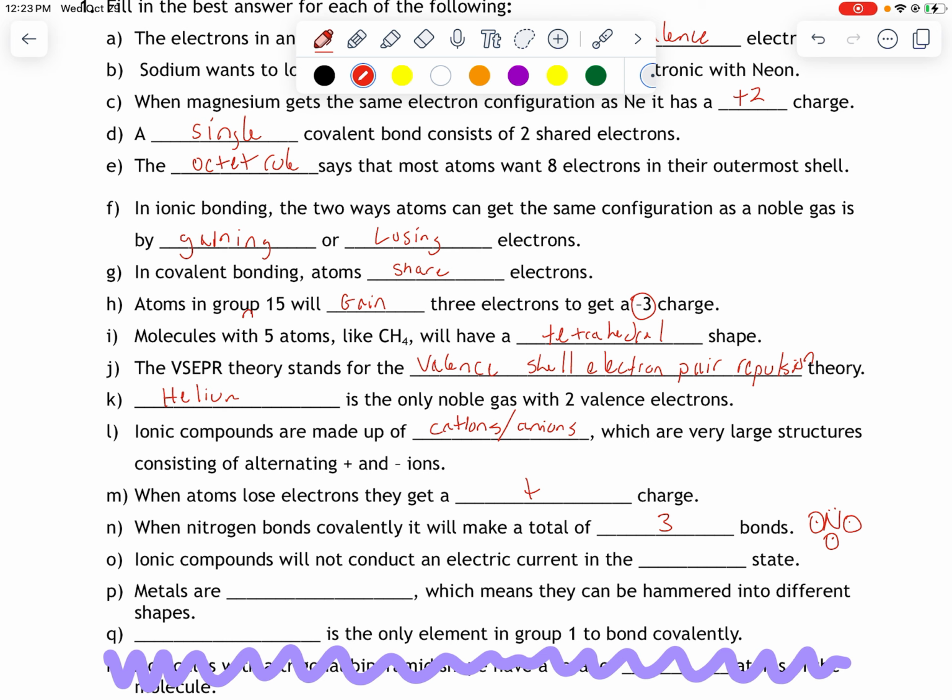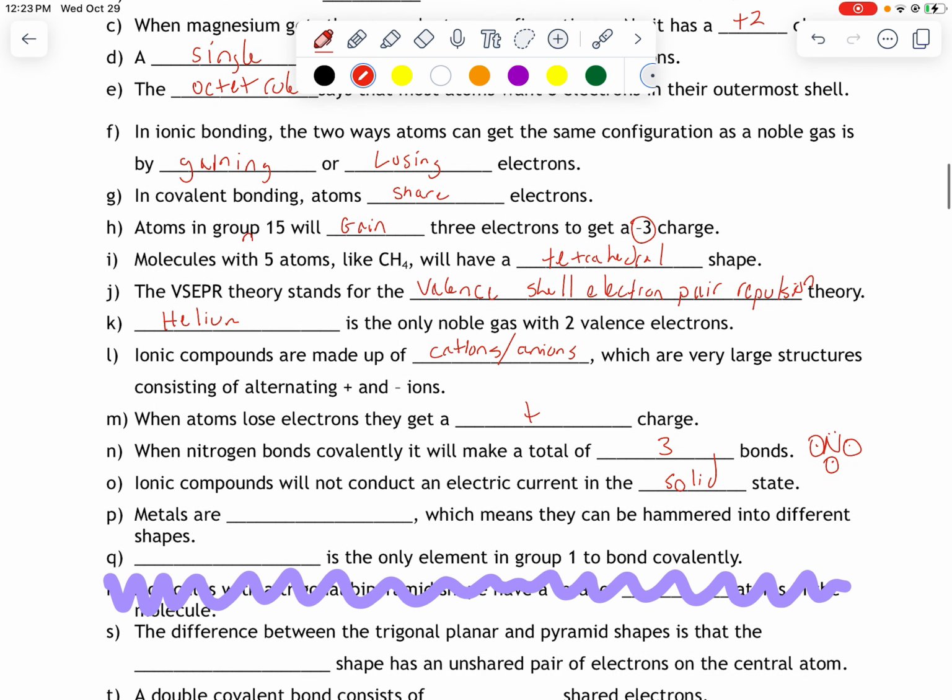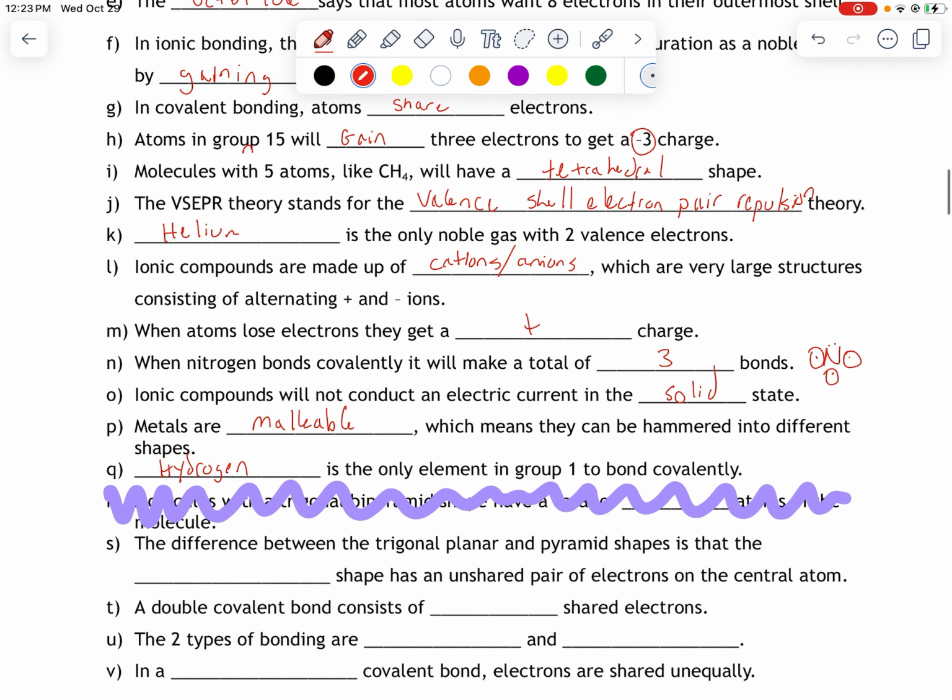Ionic compounds will not conduct an electric current in the solid state. Metals are malleable. Blank is the only element in group 1 to bond covalently, so that's hydrogen. The difference between trigonal planar and pyramid shapes is that the pyramid shape has an unshared pair. Double covalent consists of 4 shared electrons. 2 types of bonds are going to be ionic and covalent.